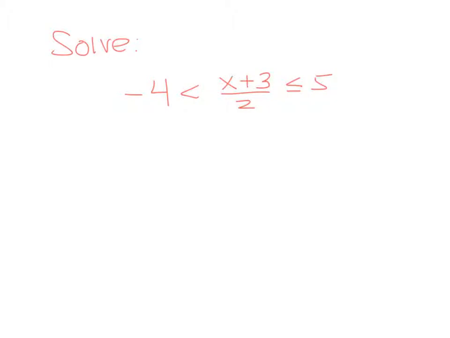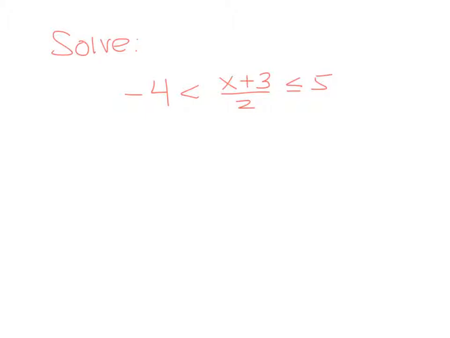Okay, let's say I gave you the inequality -4 is less than x plus 3 divided by 2 is less than or equal to 5. Your goal is to get the x in the middle alone. For me, the first thing I would like to do is get rid of the fractions. I'm not a big fan of fractions.